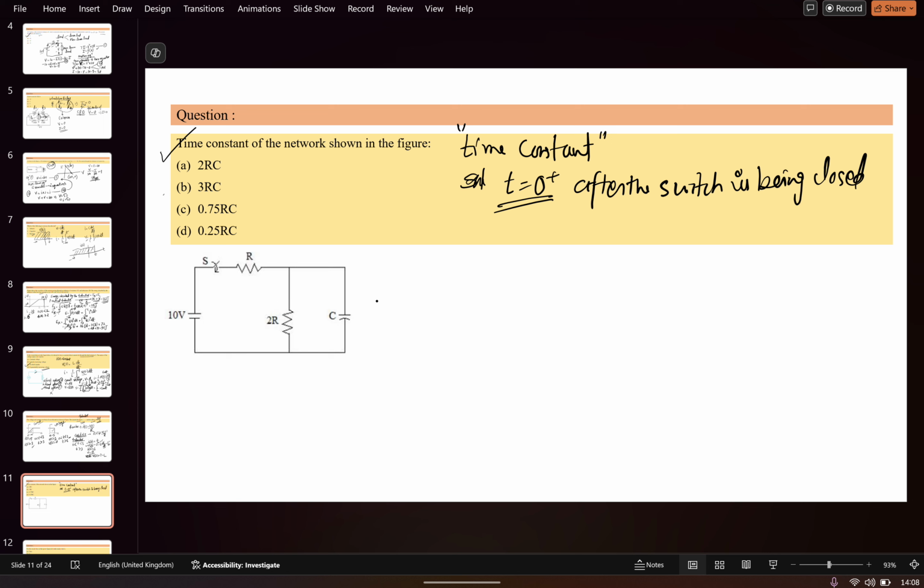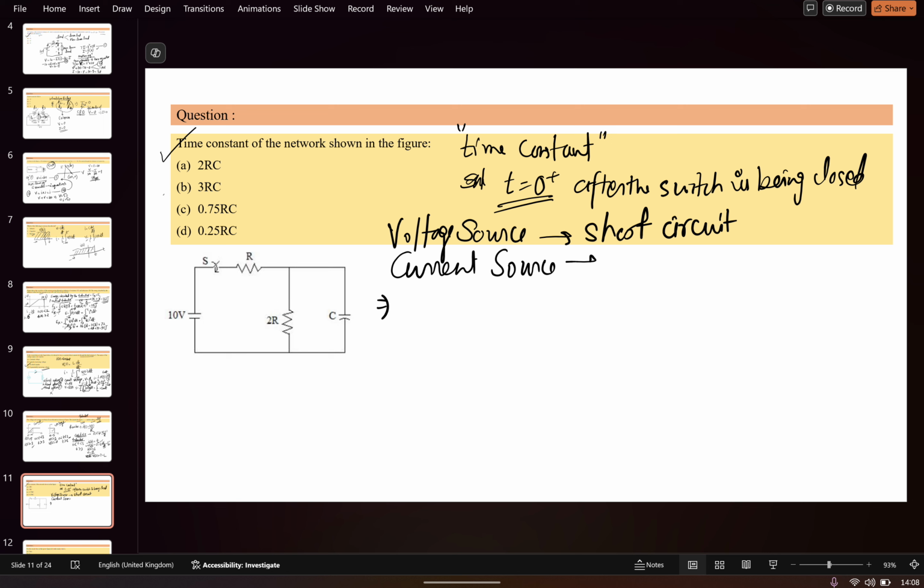So in this circuit, if the switch closes at t equal to 0 plus, also two things: if a voltage source is there, it is short circuited. If there is a current source, it is open circuited.